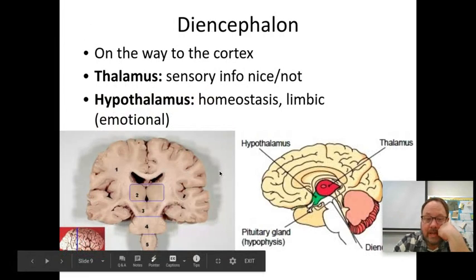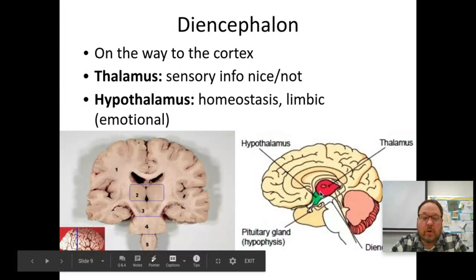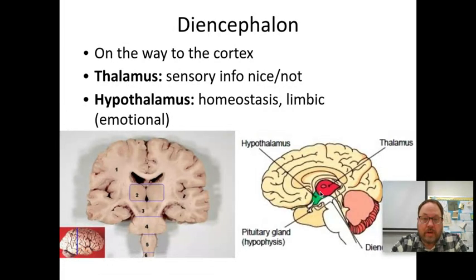Now, the cortex, what we see out here on the outside of the brain, the gray matter, is really important to a lot of our sort of conscious thought and perceptions. But then there are more primitive regions to the brain that sort of take care of stuff on a subconscious level. And that's what we get into when we talk about things like the diencephalon. So the diencephalon, again, it's an older, more primitive part of the brain.